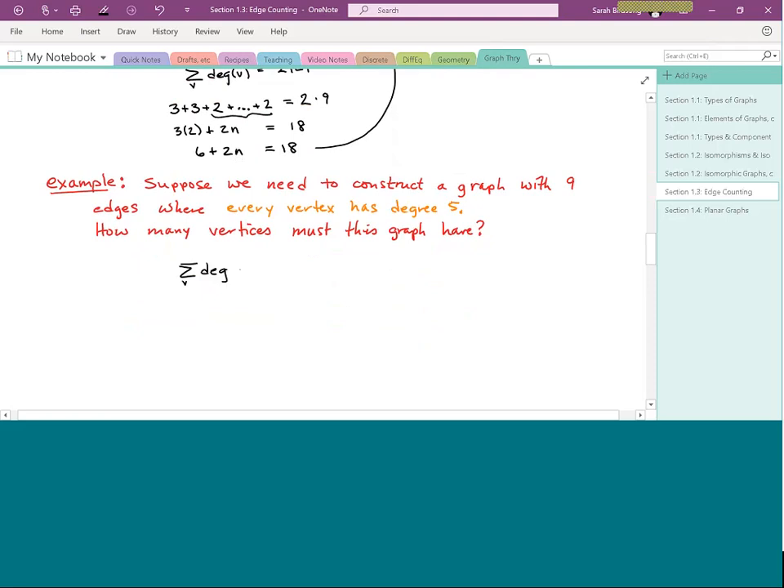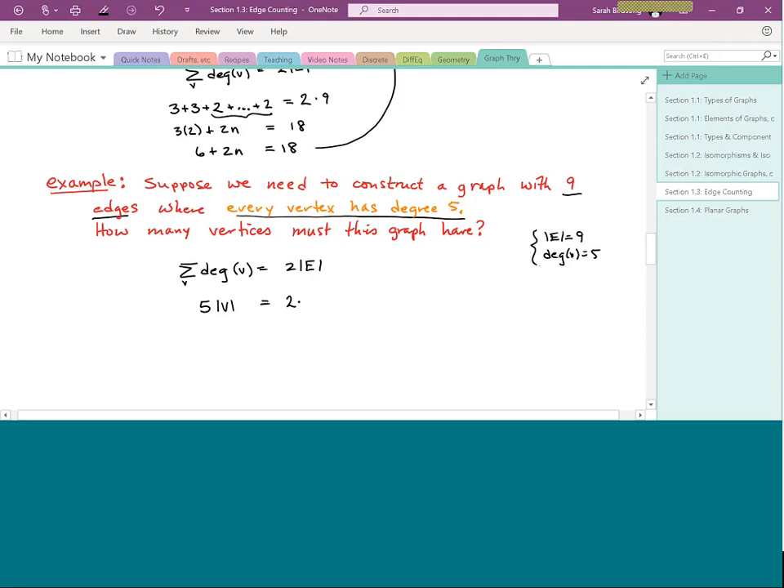So we'll have the sum of the degrees is supposed to be 2 times the number of edges. Let's just go ahead and plug in. So here we're going to have a bunch of 5s. All these degrees would be 5. So 5 times the number of vertices that you would have. And on the other side, we'll have 2 times, well, we know the number of edges is supposed to be 9, so write this to the side. And we know that every vertex is supposed to have degree 5. So that's the scratch work to the side.